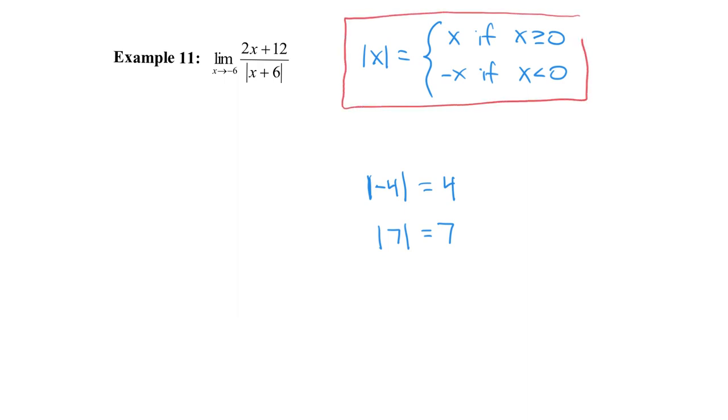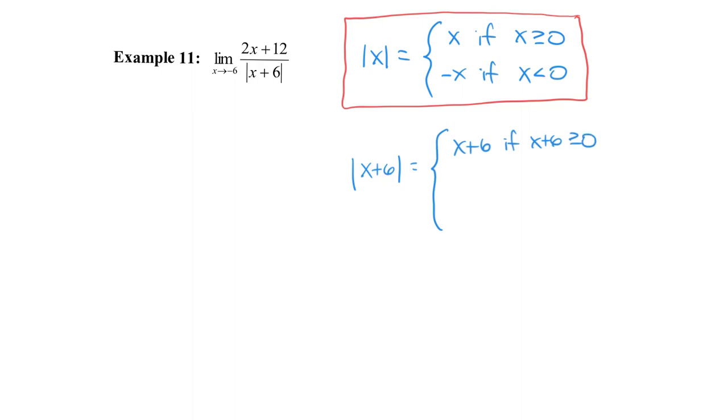So the absolute value that we need is the absolute value of x plus 6. But I'm going to write it down here and I'm going to model it based on this one. So for the absolute value of x plus 6, it's going to be x plus 6 if x plus 6 is greater than or equal to 0. Now if I solve this inequality for x, I'm just going to subtract 6 from each side. So that implies that x is greater than or equal to negative 6.